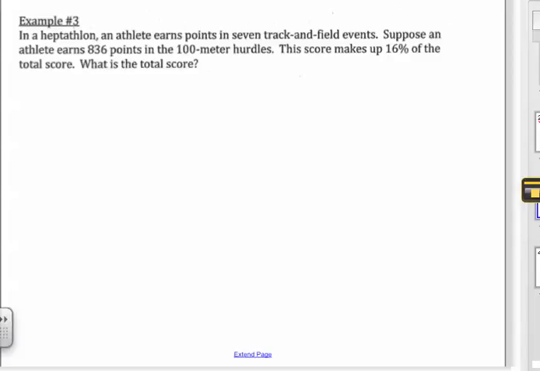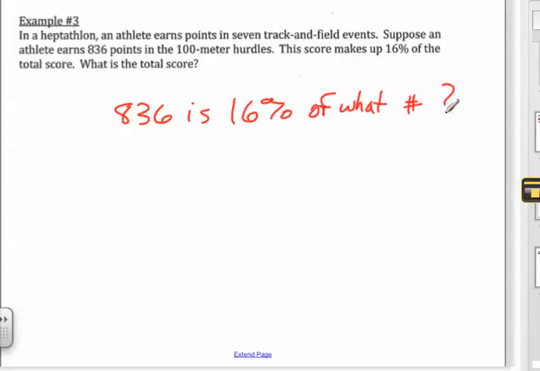Justin? 836 is 16% of what number? I'm going to abbreviate number with the little tic-tac-toe sign. Is that good enough? Everybody see that? Now, do you see how we took this sophisticated, complex word problem and we just said, this is what I'm looking for? This is what they're asking. They're saying that 836 points is 16% of the total score, or of what? Now it's just our percent proportion.